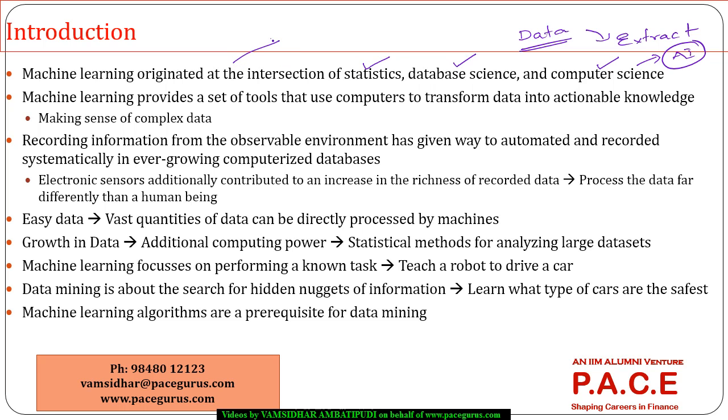Now if I have to learn these things the traditional way, then I need to become an expert in all these aspects.